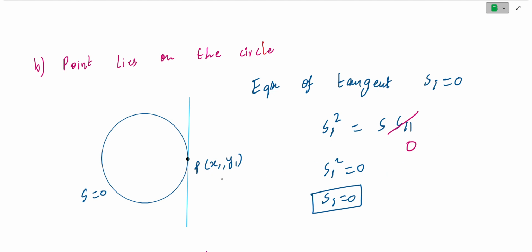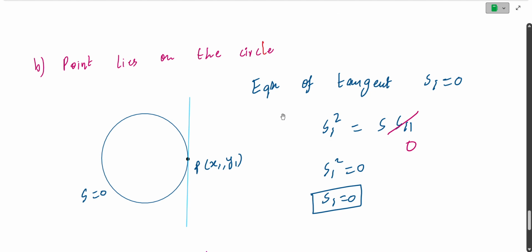Since the point lies on the circle, it is going to satisfy the circle equation, that is S is equal to 0. That is why the S11 value will be 0. So 0 times S will be 0. That is how I got the conclusion that the equation of the tangent is S1 is equal to 0, whenever the point lies on the circle.